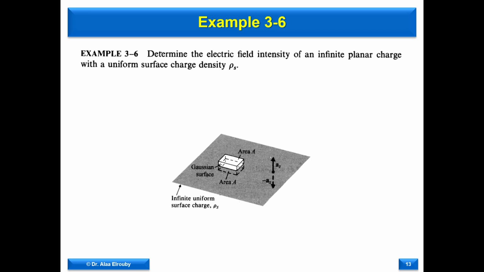The second example is using Gauss's law to solve the problem of a surface charge distribution in an infinite planar charge. So we have an infinite charge distribution, uniform with surface charge density rho_s. So we have infinite extension in this direction, infinite extension in that direction, and we want to find the electric field in this case. So we need to think first which coordinate system to use. Because it's planar, the Cartesian coordinate system should be our first choice.